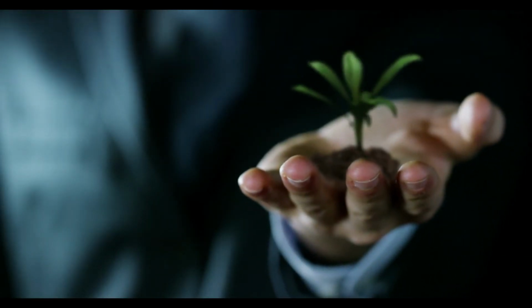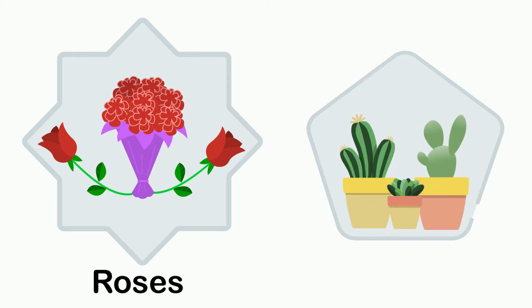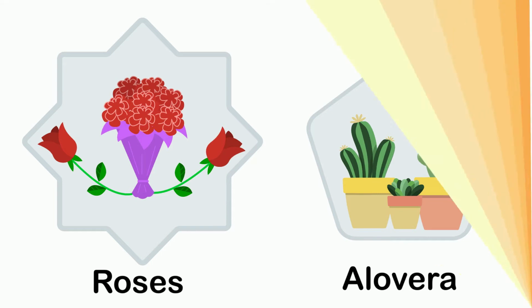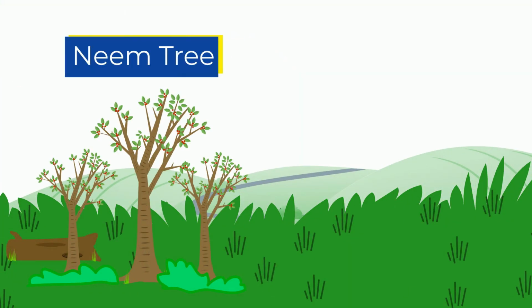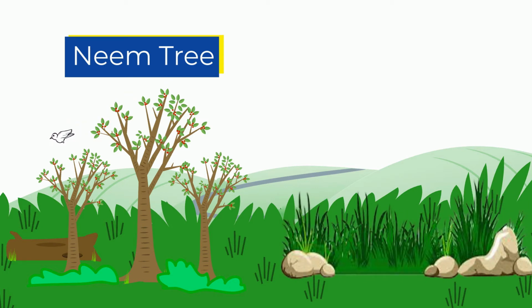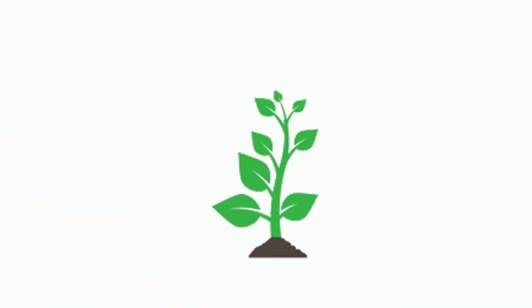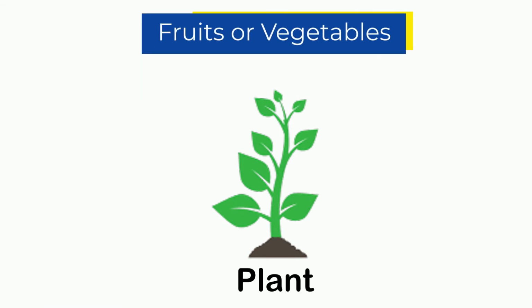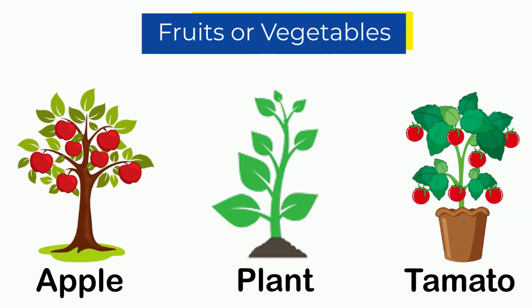There are many different types of plants. Some are flowering plants, like roses, while others are non-flowering plants, like aloe vera. Some grow into tall trees, like neem, while others are small and stay close to the ground like grass. Some plants also bear fruits or vegetables like apple and tomato trees.